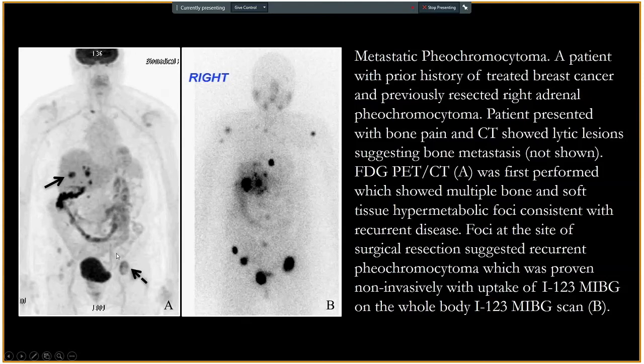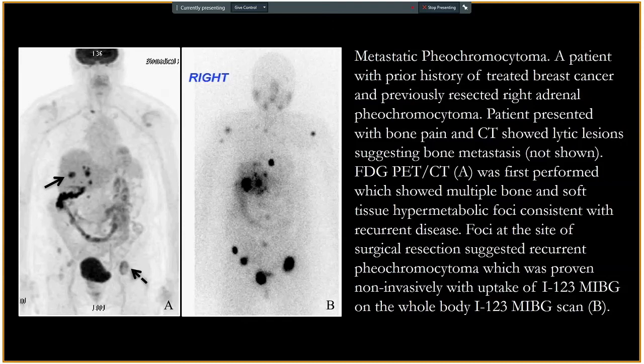And this was followed by an I-123 MIBG scan, which establishes that this is not metastatic breast cancer, because breast cancer will not take up I-123 MIBG. Only pheochromocytoma will take up I-123 MIBG. And so all of these foci that we see here in the bones and the soft tissues, they are metastatic pheochromocytoma and not breast cancer, because they take up I-123 MIBG.